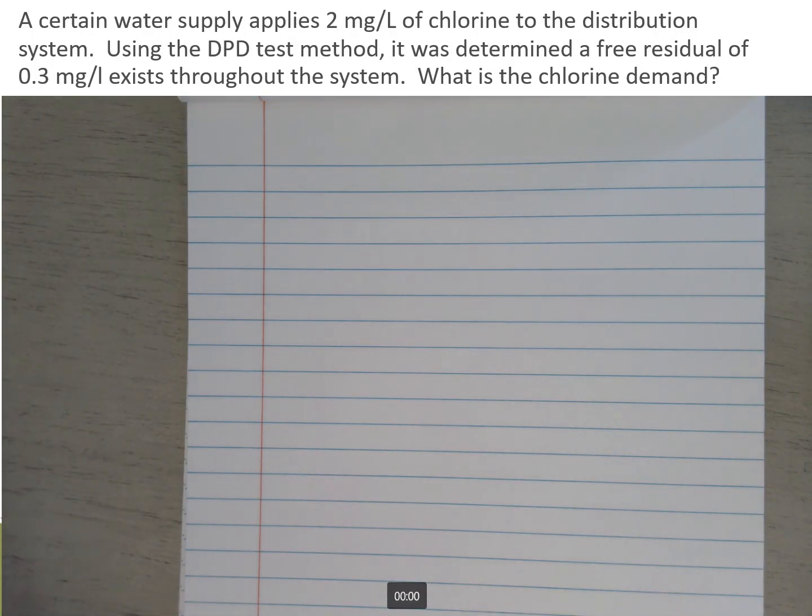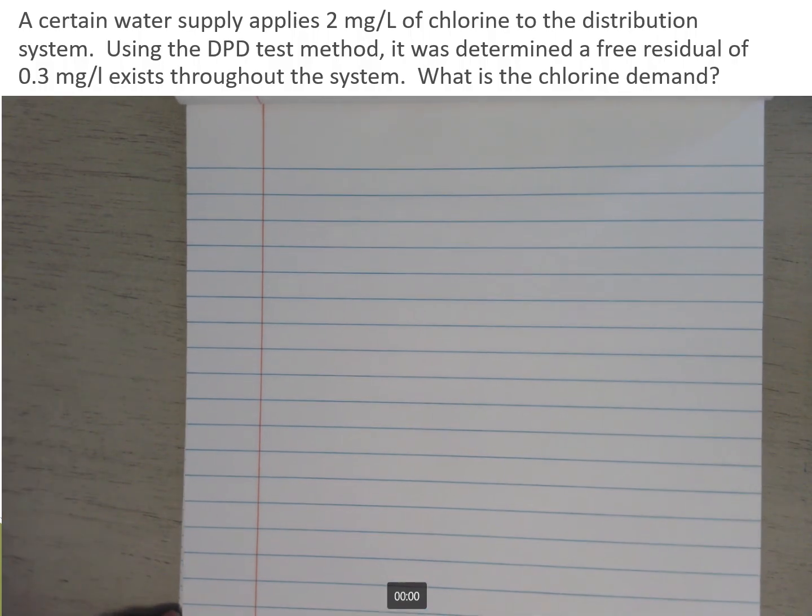In this problem statement, a certain water supply applies 2 milligrams per liter of chlorine to the distribution system. Using the DPD test method, it was determined a free residual of 0.3 milligrams per liter exists throughout the distribution system. What is the chlorine demand? So, just the overall concept of what's going on in this scenario: of the chlorine applied, 2 milligrams per liter, you're only observing a 0.3 milligram per liter residual. So there's something in that water that's consuming that chlorine.